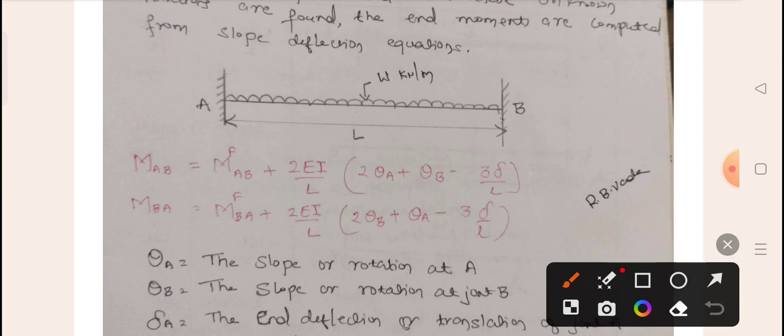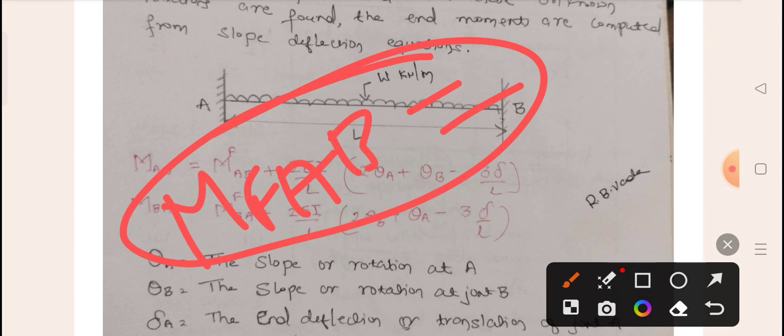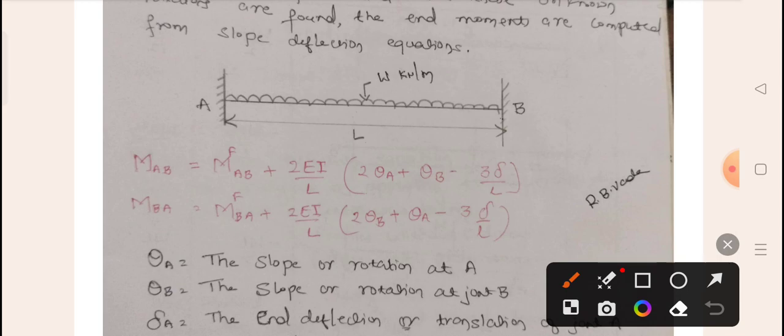Next is MFAB. MFAB is the fixed end moment. How we calculate this one, I will tell you in just 2 minutes. Once again, MFAB is the fixed end moment. The fixed end moment varies based on the loading.